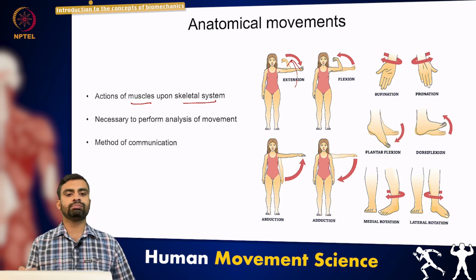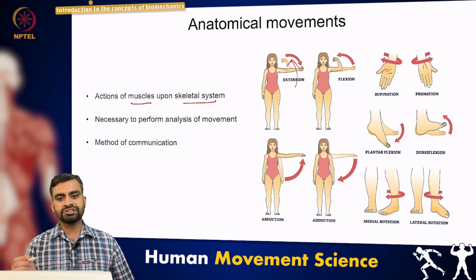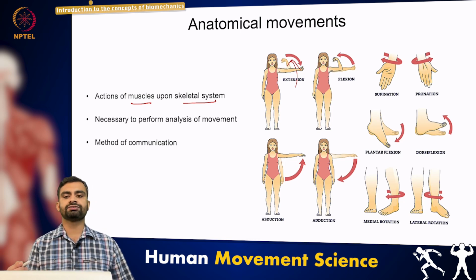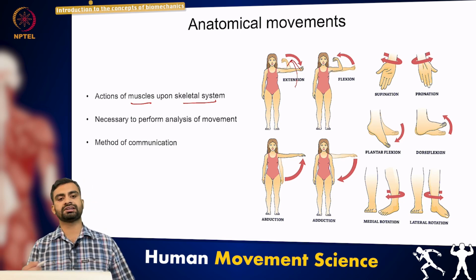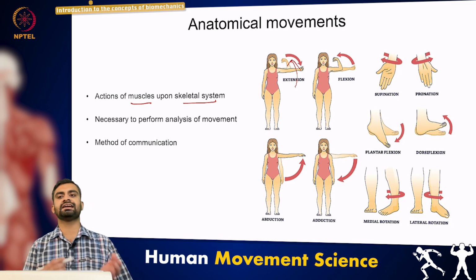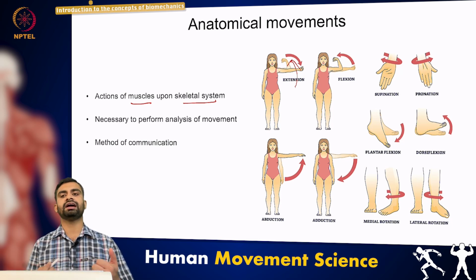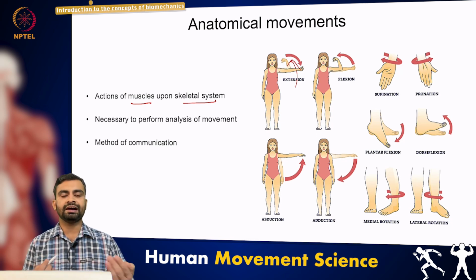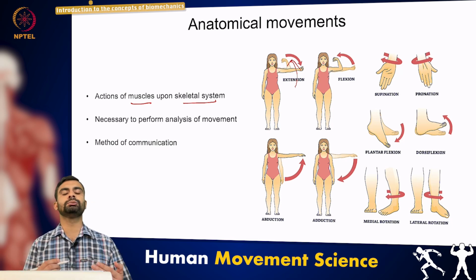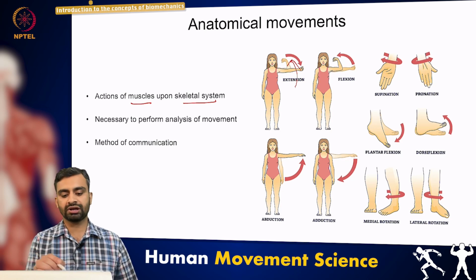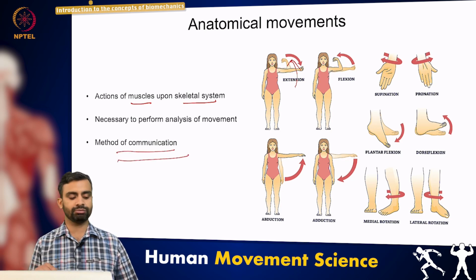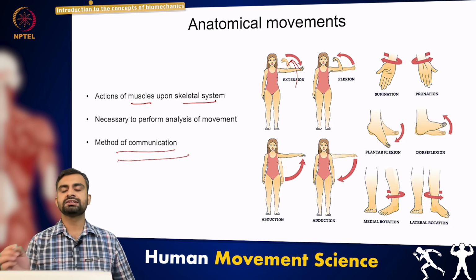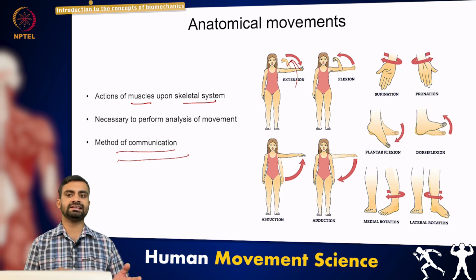This also helps coaches, athletes and sports science staff to talk in a common language. For example, it works like a language between people who are from different geographical locations, but in order to convey their ideas or have a conversation, they need to understand or learn a common language. So these anatomical movements will provide that communication between different stakeholders, for example, athletes, coaches or sports science staff.